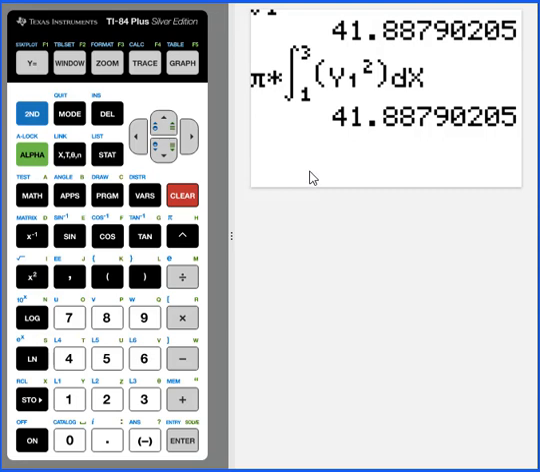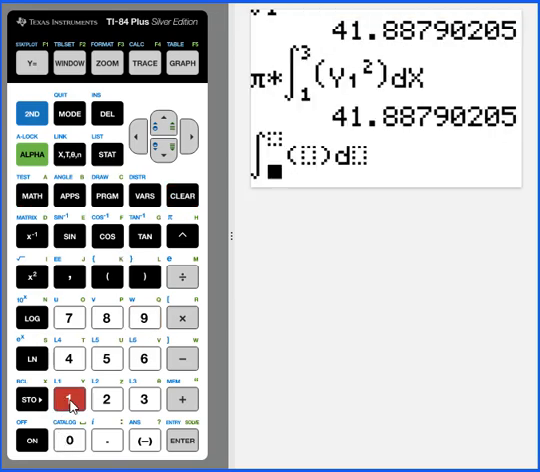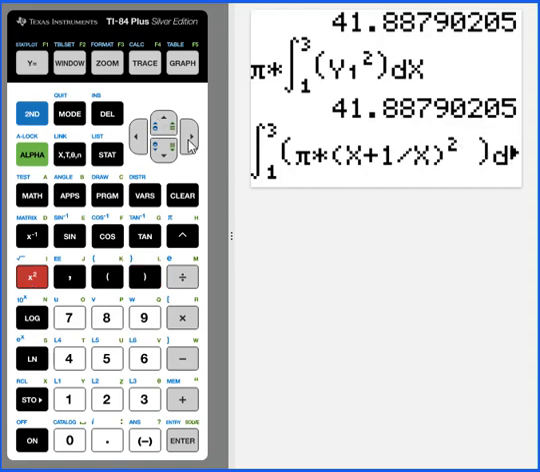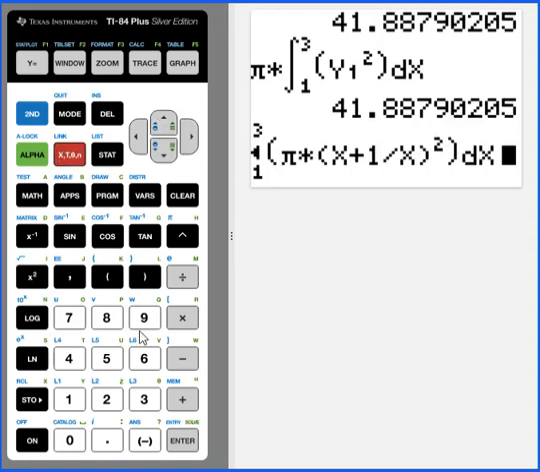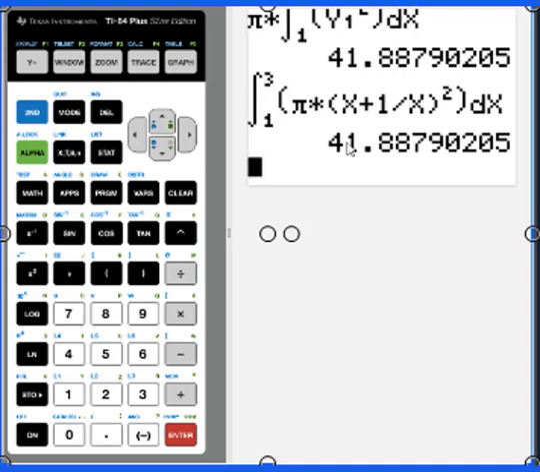Maybe you will say, I don't need to use y1, but it will be hard. I will show you here. We do math 9, from 1 to 3. Then we do pi times. You have to put the parentheses. Then x plus 1 divided by x. Then parentheses back, then square. Then you put x. Enter. See, you will get the same answer.